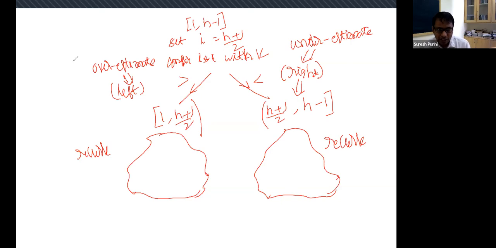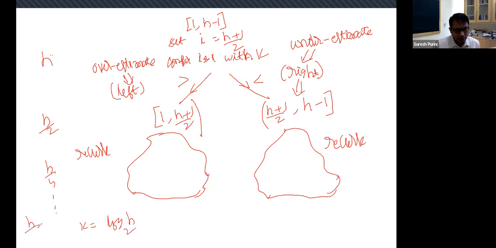What is the interval size at the root level? The interval size is h. What is the size of the interval at the next level? h over 2. And as we keep going down, the size of the interval keeps halving. So finally, we will stop at a depth k, where k is equal to log h to the base 2. That is, when h by 2 power k is equal to 1, we stop. Are you all with me here?